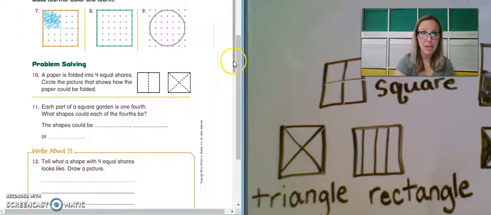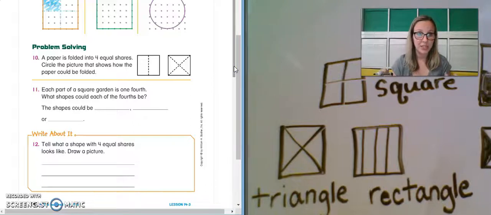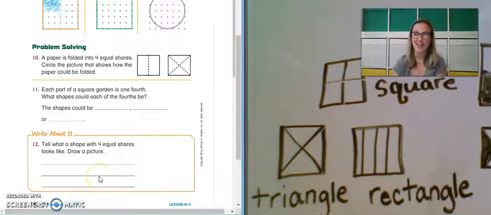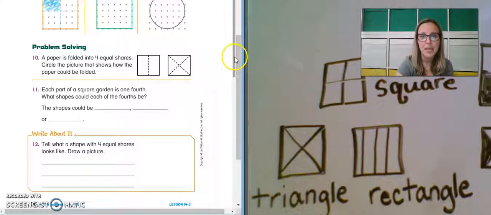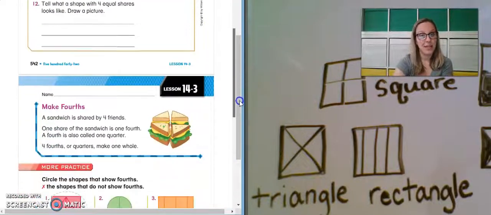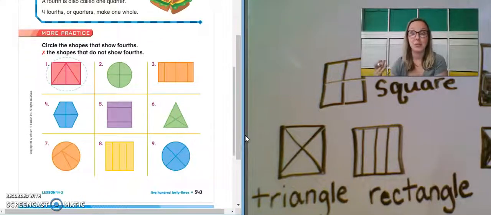Okay. And number 12 here says, tell what shape with 4 equal shares. Tell what a shape with 4 equal shares looks like, and then draw a picture. So you can choose any shape you want, put it here, and then explain to me on the lines, what does a shape with 4 equal shares look like? Okay? When you are done doing that, I'm fairly confident now that you can go on to the next page and complete this part on your own.